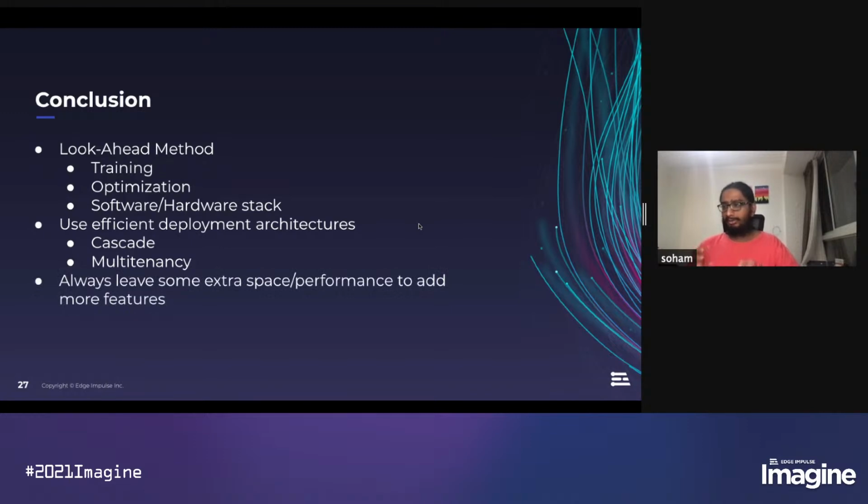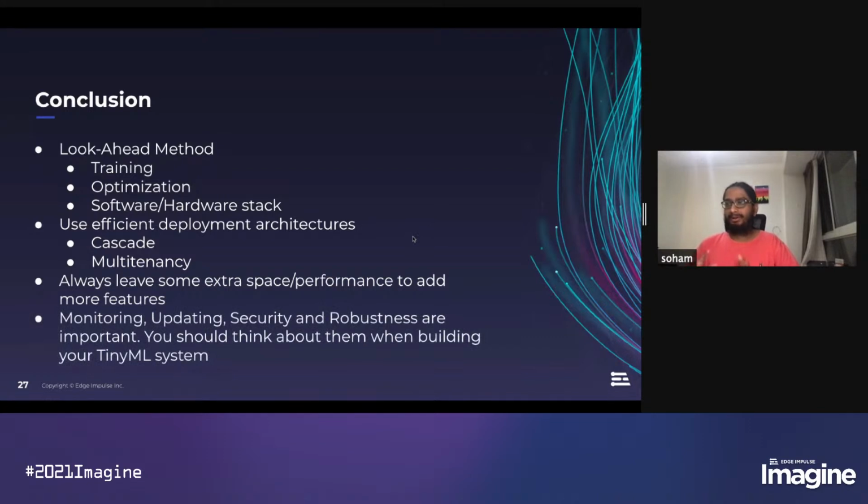Another really important thing to think about is, when you are creating a system for TinyML, make sure you always leave some space or some performance, so that in case you have to add extra features later on, you can do that. And finally, monitoring your models, updating them, and security and robustness. These might seem difficult to do, and you might think, okay, let's not do it. But don't do that. These are really important things, and you should think about them when you are building your TinyML system.